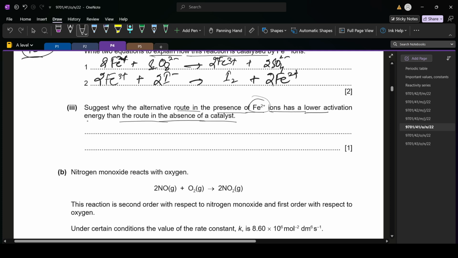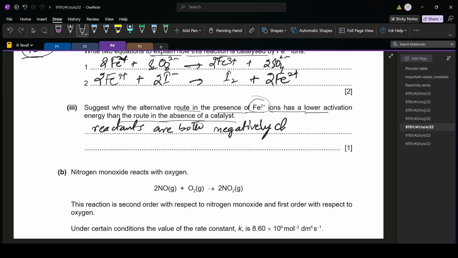Okay, so the reactants are both negatively charged, or anions, so they repel each other.